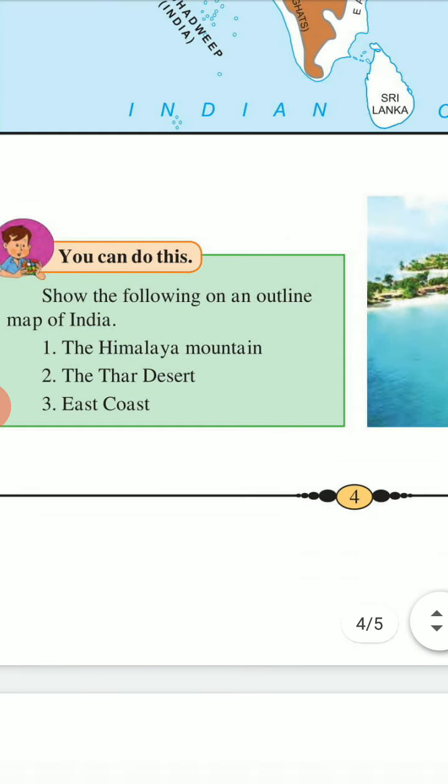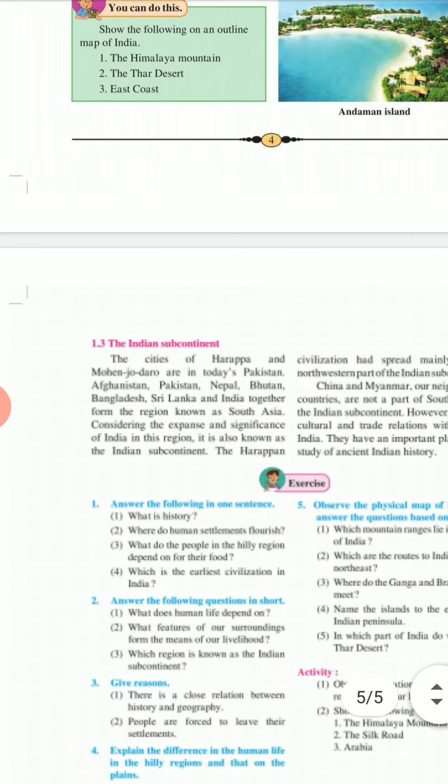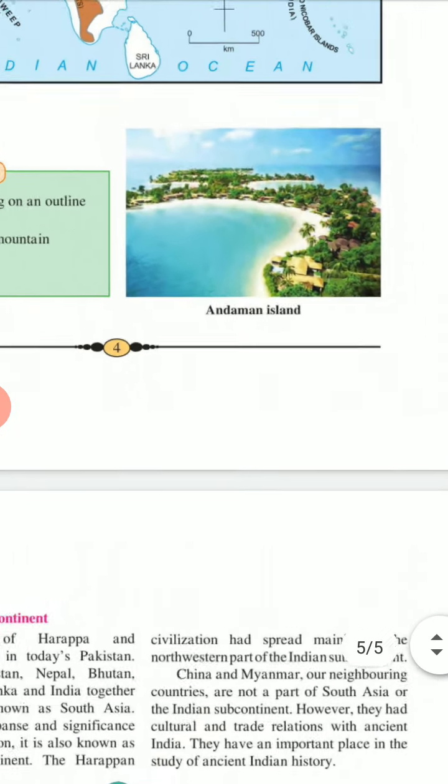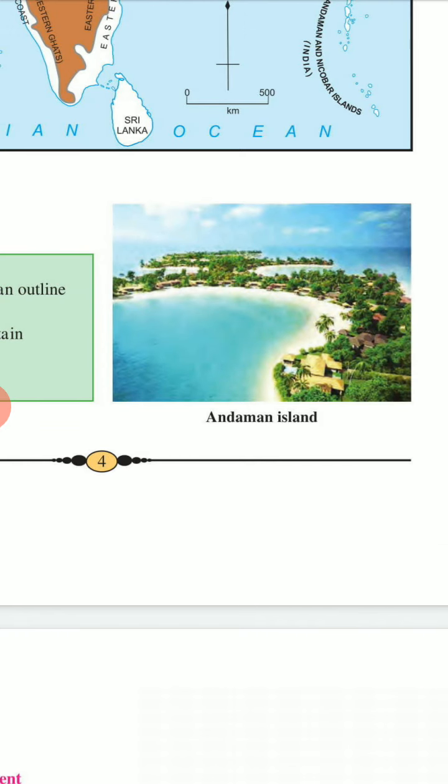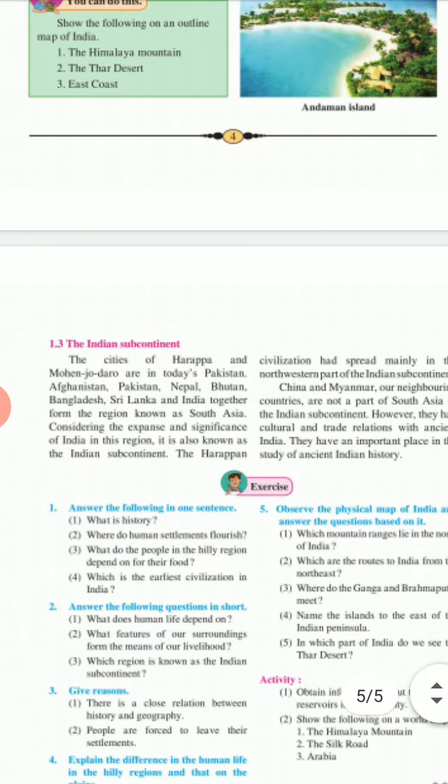Show the following on an outline map of India. First, the Himalaya mountains. Second, the Thar desert. Third, the East Coast. You can see this Andaman island in this picture. It's beautiful, isn't it?